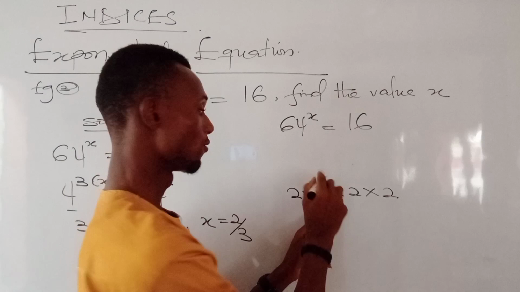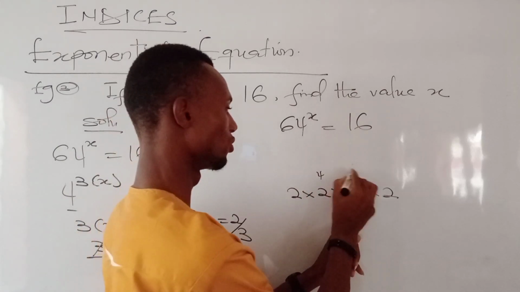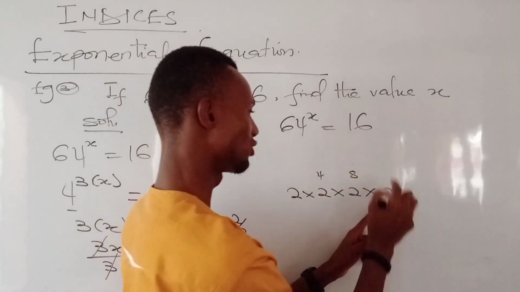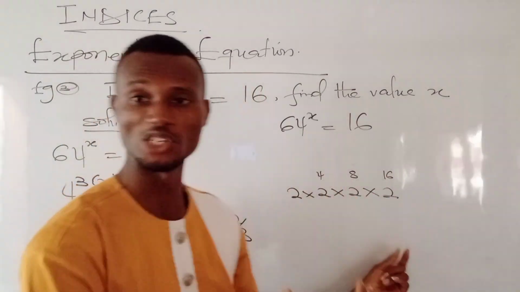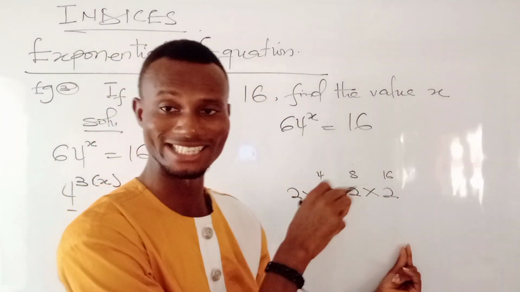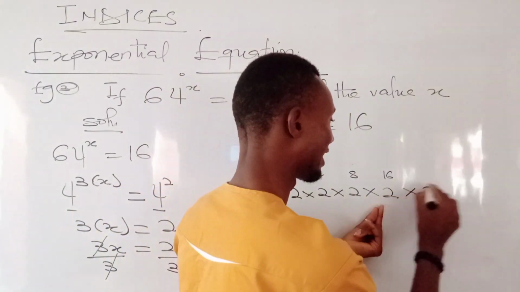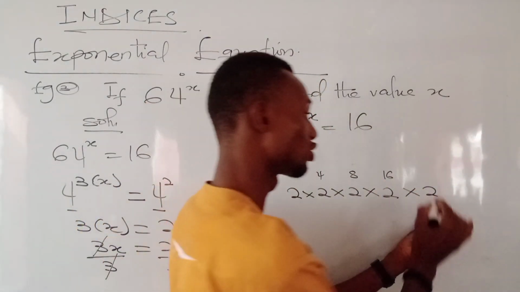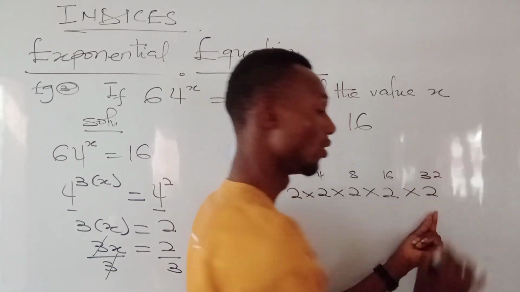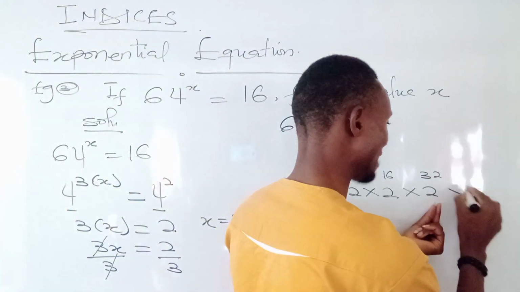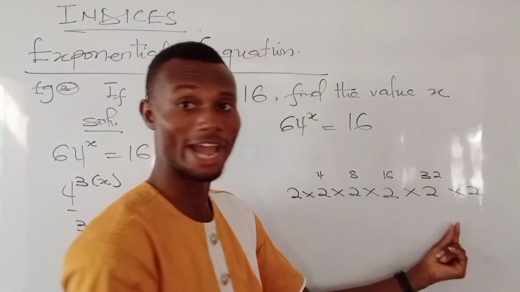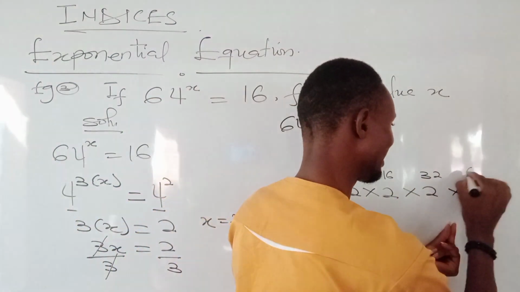2 times 2, 4. 4 times 2, 8. 8 times 2, 16. We are not getting the 64, so it means we need to continue till we get to the 64. So times another 2. 16 times another 2 gives 32. Okay, still we are not getting 64, so we need to continue. So times another 2 again. 32 times 2 gives the 64 now.